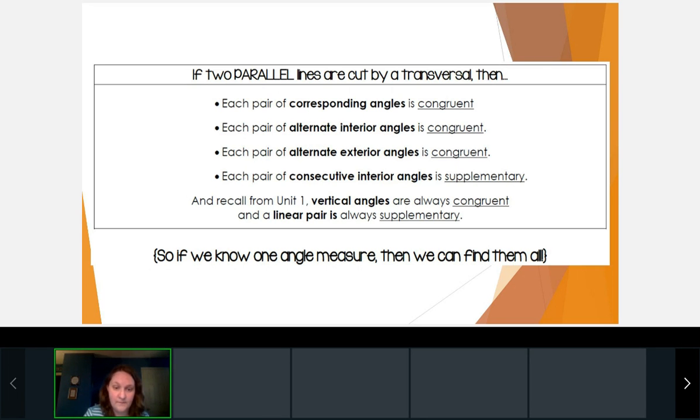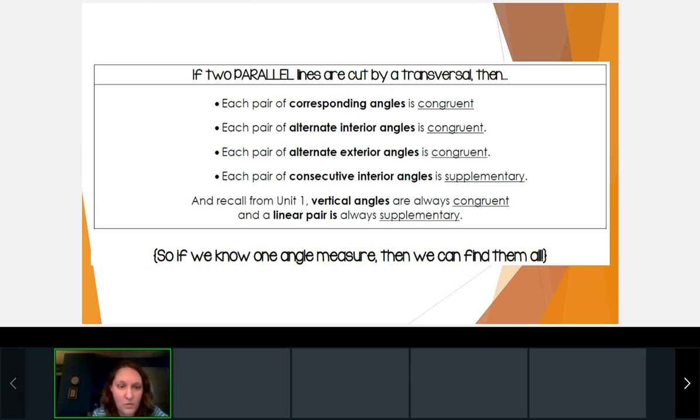Okay, so let's look. If the 2 lines are parallel, then these relationships have a special relationship. The corresponding angles are going to be congruent, and the alternate interior angles will be congruent, and alternate exterior angles will be congruent. So far, everything's congruent, but then once we get to the consecutive interior angles, they're going to be supplementary. All of this is true, and you might want to highlight this somewhere.